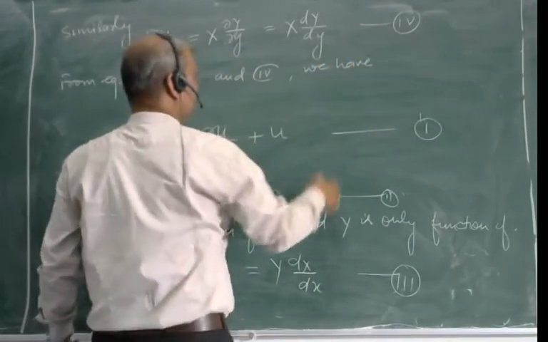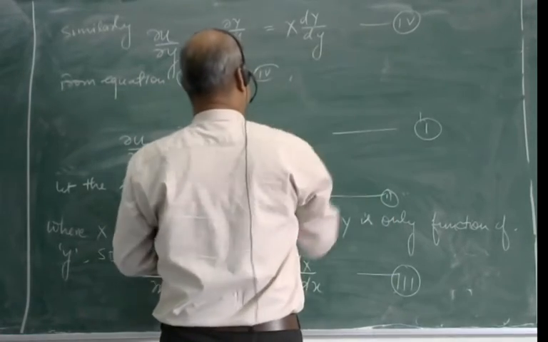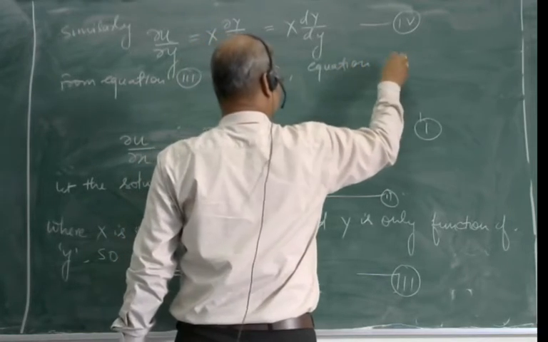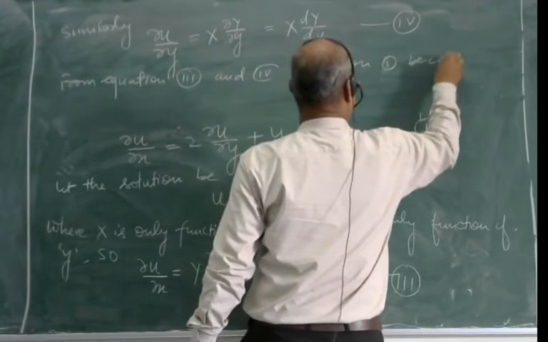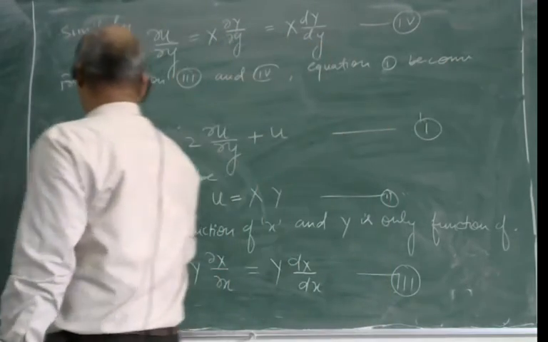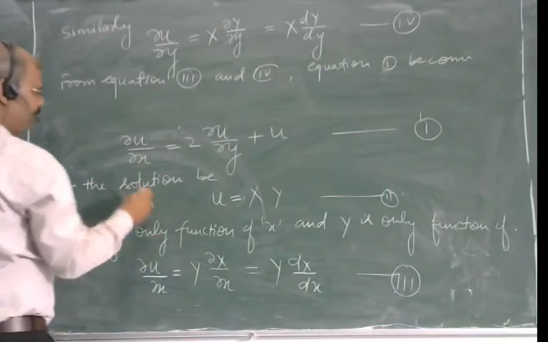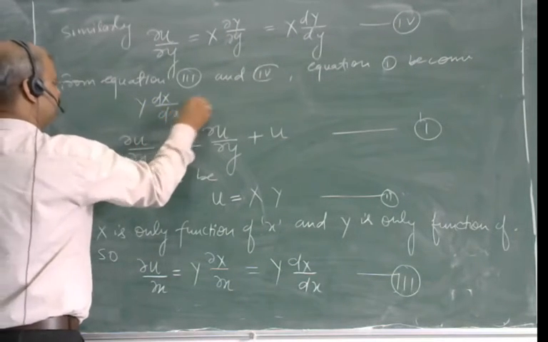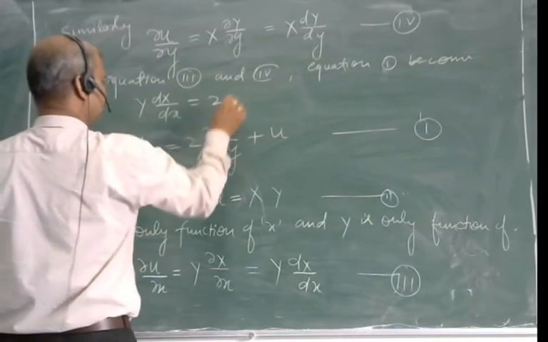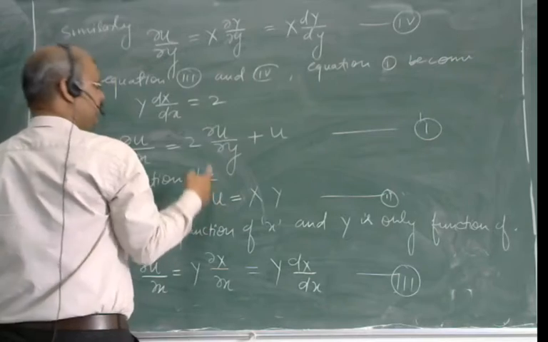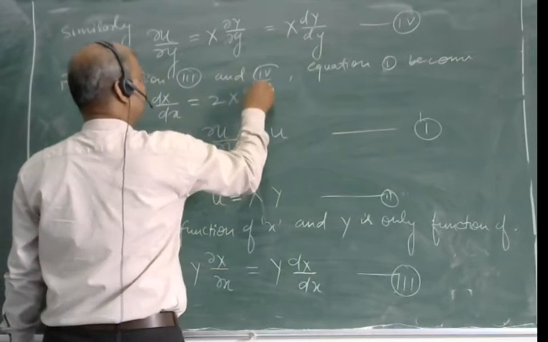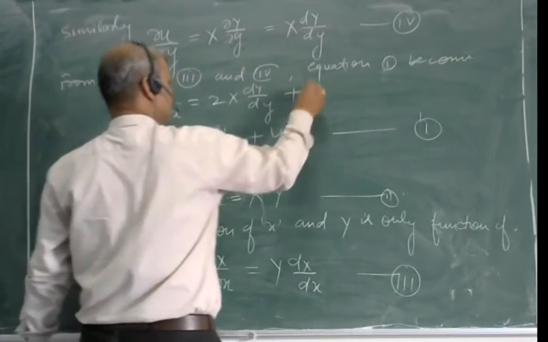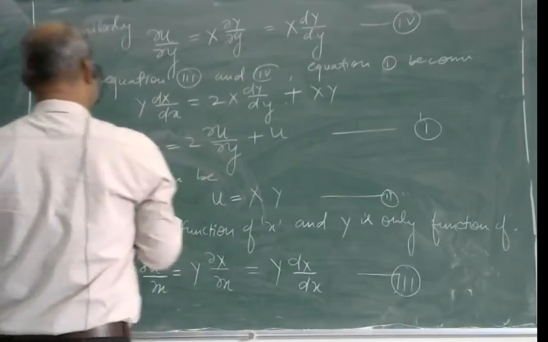del u upon del x is equal to Y dX upon dx, and 2 del u upon del y is 2X dY by dy, plus u is XY.